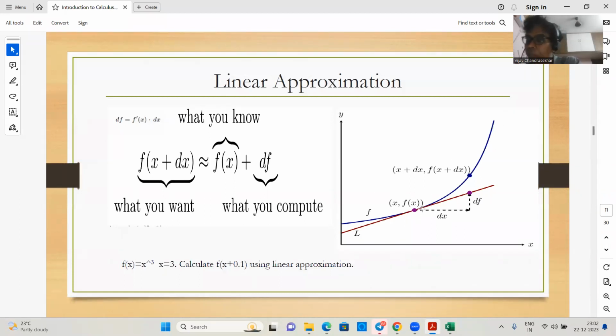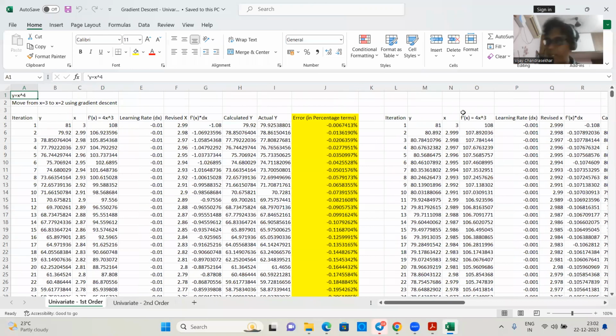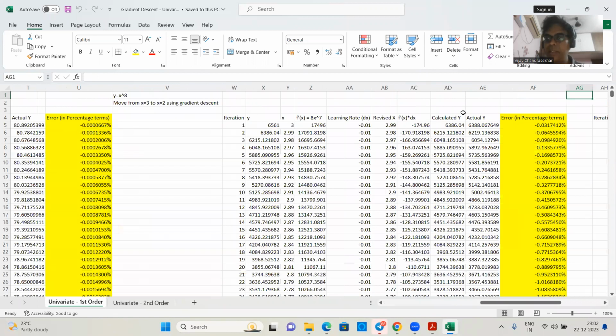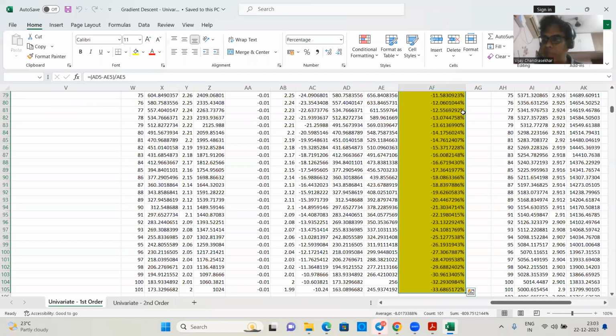So the point that I'm trying to make here is, if I move a little bit, some dx here, when I deal with x to the power of 4, the curvature is much less as compared to x to the power of 8, which is why, for the same learning rate, and assuming that I'm moving from x equal to 3 to x equal to 2, the error percentage for this function, which is y is equal to x to the power of 4, is much less compared to the function y is equal to x to the power of 8. Okay.